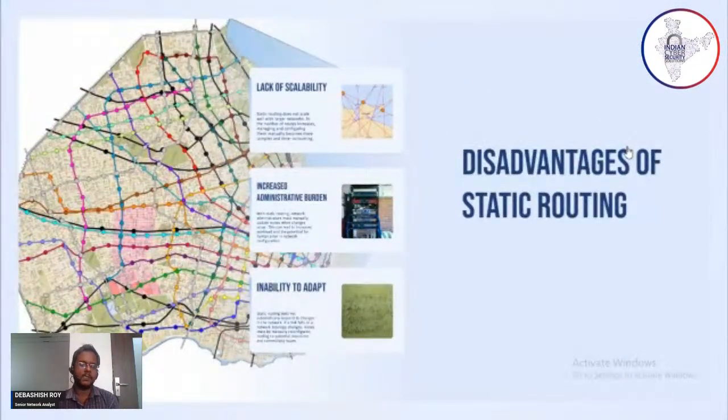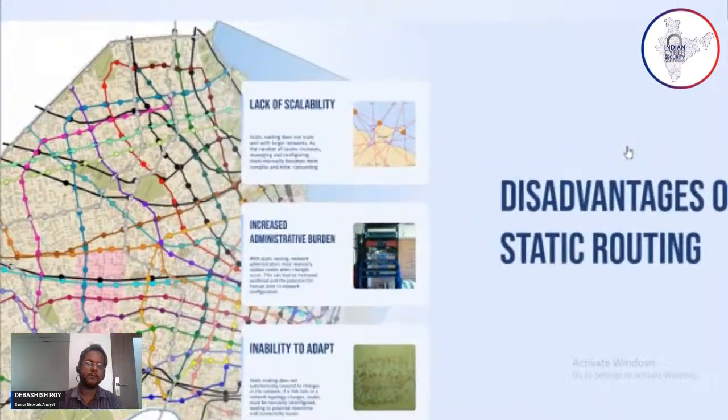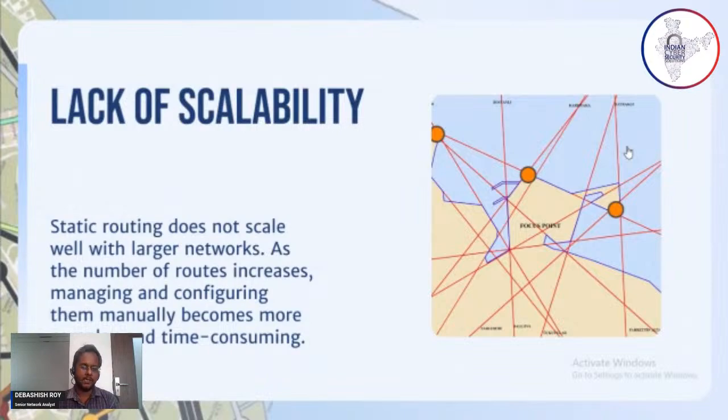Now, what are the disadvantages of static routing? Let's understand. There is a lack of scalability, because it does not scale well with large networks. If you have large networks, say hundreds of networks, then definitely scalability is not there, because you have to change the route again and again. As the number of routes increases, managing and configuring them manually becomes more complex and time consuming, because you have to change the network address every now and then.